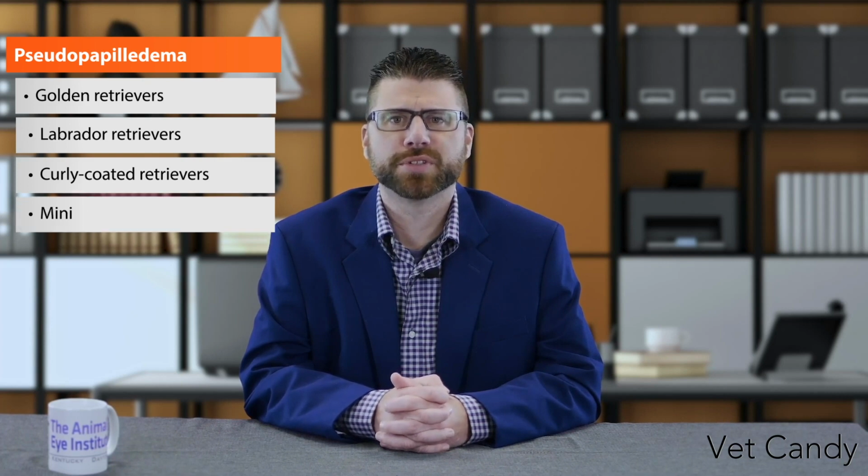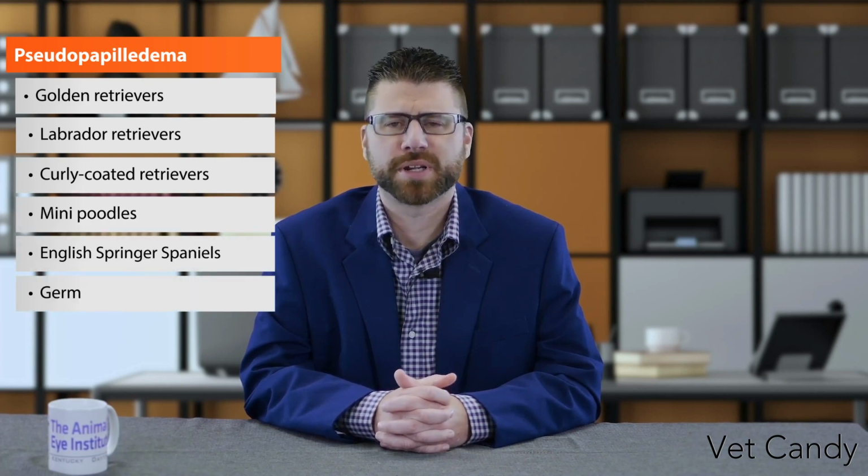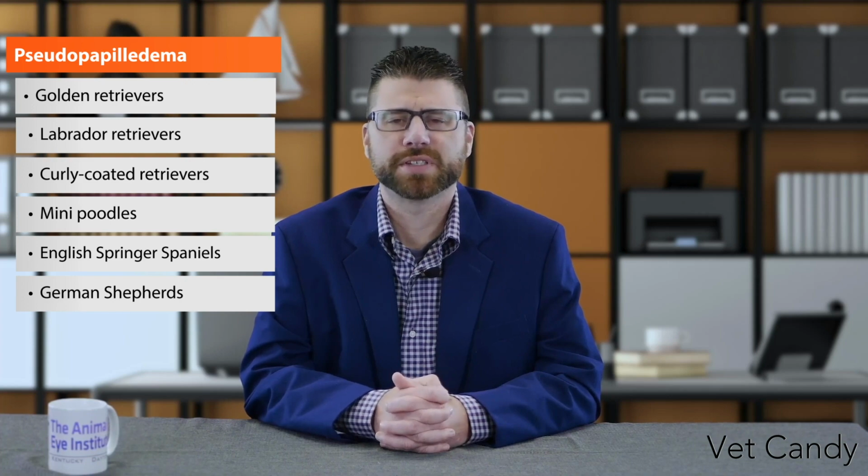Pseudopapilledema isn't really a disease, but it is something that we see as a normal variant. It's an anomalous elevation of the optic nerve head. This may resemble optic neuritis, tumors, or elevated intracranial pressure. There is excessive myelination beyond the anterior lamina cribrosa, and this is seen in the Golden Retrievers, Labrador Retrievers, curly-coated retrievers, miniature poodles, English Springer Spaniels, and German Shepherds. Nothing needs to be done with this condition.